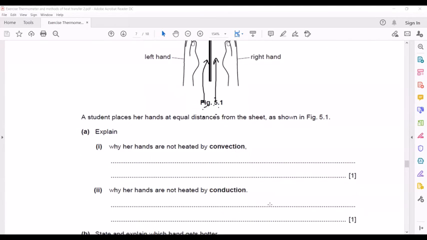Why is her hand not heated by conduction? Because there is no contact between the hand and the plate. There is air between them. As air is a poor conductor or insulator, it does not allow heat energy to transfer. So the energy which she received is by radiation only. Is it clear? Any other doubt?